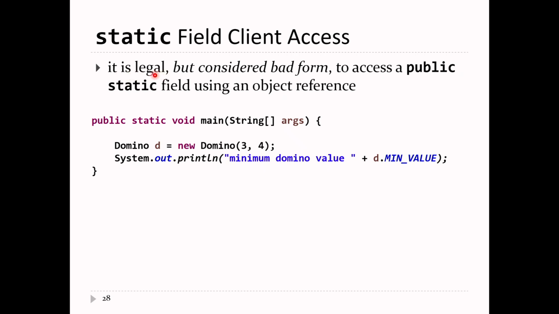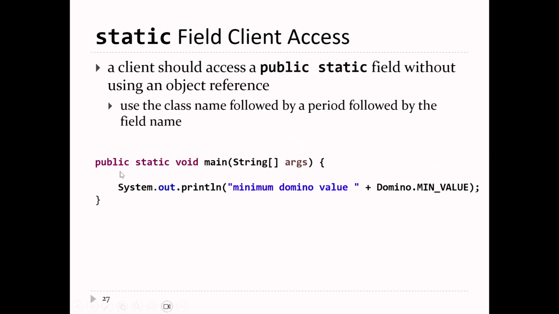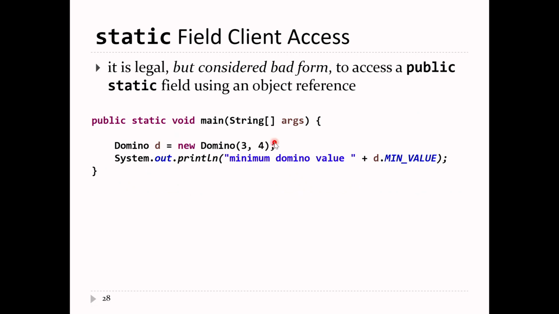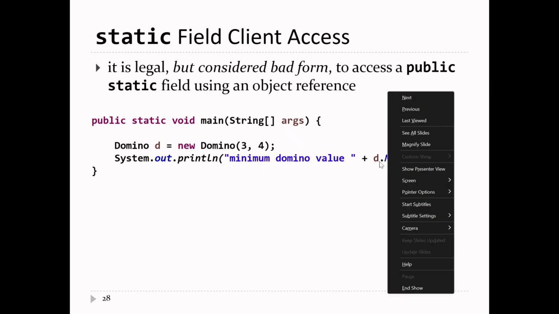when Java was created, the designers decided that it would be legal to access a static field using an object. So you can make a Domino object here. Notice in the previous example, no object was ever created. Now here, I'm making a Domino object, and then accessing min value using the object. This is legal in Java, but it's considered bad form. You're not supposed to do this. They really should not have made this legal. But anyway, it is.